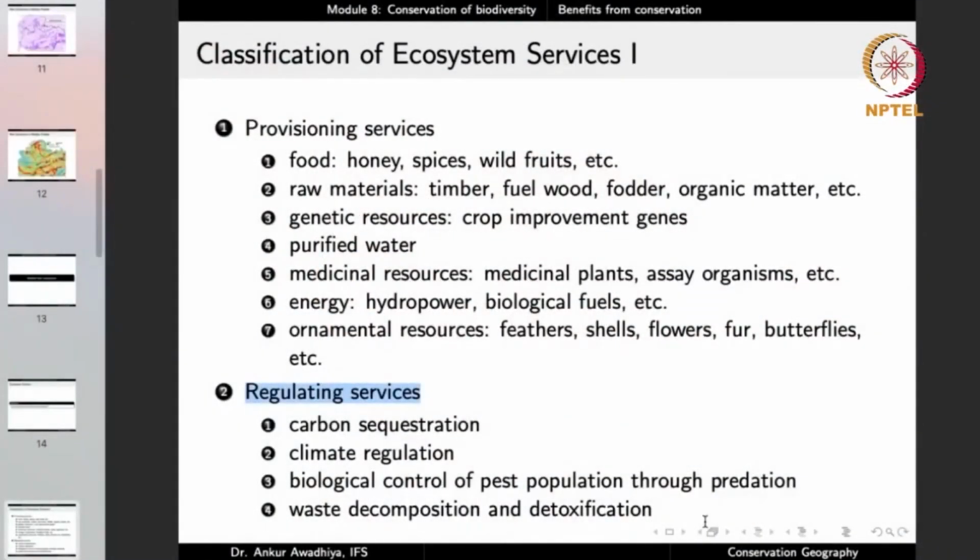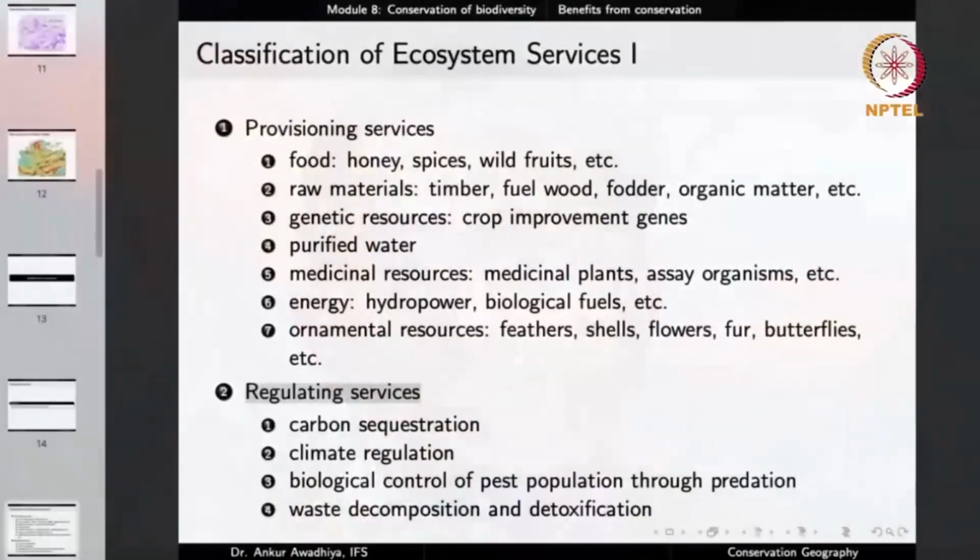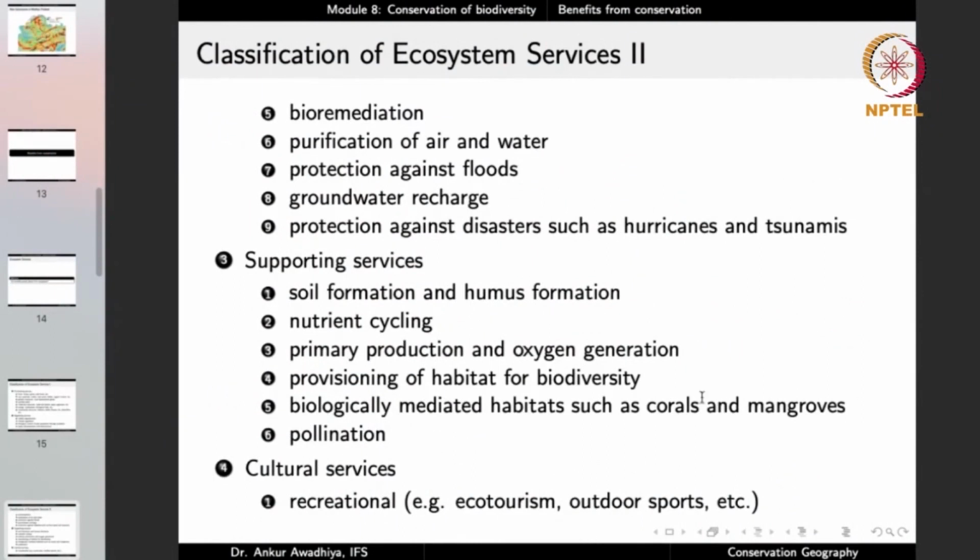Waste decomposition and detoxification. Here again, we have the processes of degradation of organic materials, and we also have the process of bioremediation. So in the process of bioremediation, the plants take up the toxic materials, especially the heavy metals, and they deposit them into their own bodies. When they do that, the water that is passing through is made more purified, because the heavy metals are removed from that water. So this is another regulating service: waste decomposition and detoxification.